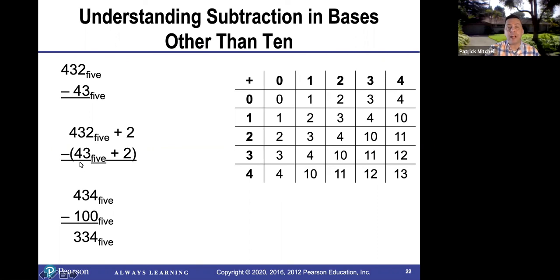So again, think of it as if you have 4 nickels and 3 pennies and you add 2 more pennies, you really have a quarter. All right, and then it's very easy to add 2 to 432. It just gives you 434. And then it's very easy to subtract: 434 minus 100 is 334. So again, that's using the equal additions algorithm. You can also use the standard algorithm in bases other than 10.